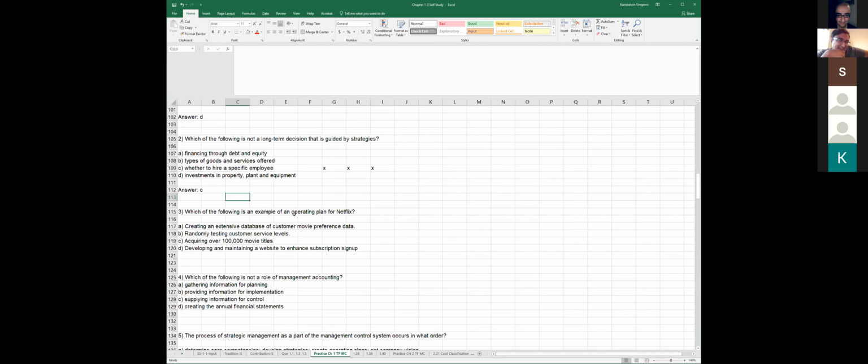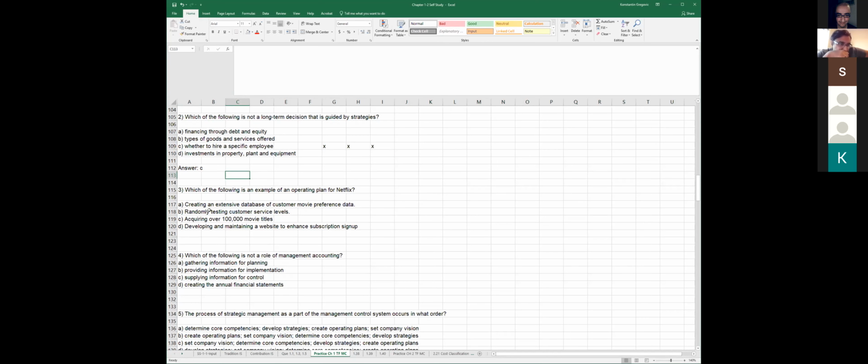Which of the following is an example of an operating plan for Netflix? Extensive database, customer movie preference data, randomly testing customer service levels, acquiring 100,000 movie titles, developing and maintaining a website. Operating plan. So operating. I'd say A. I see extensive database. No. I would say maybe B. Yeah, B.